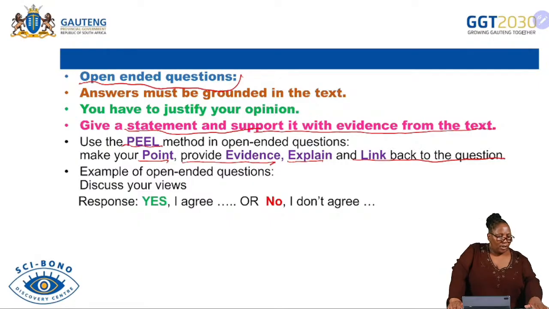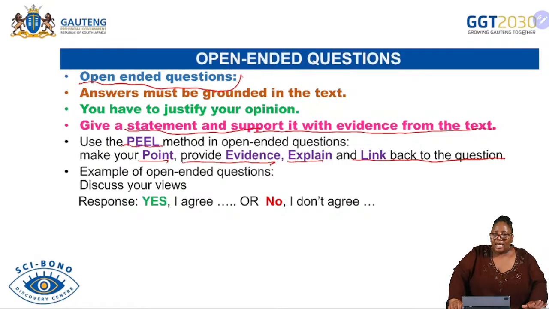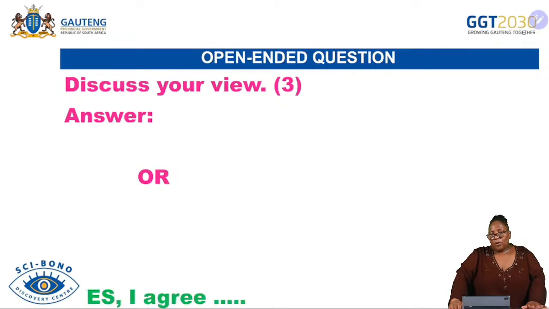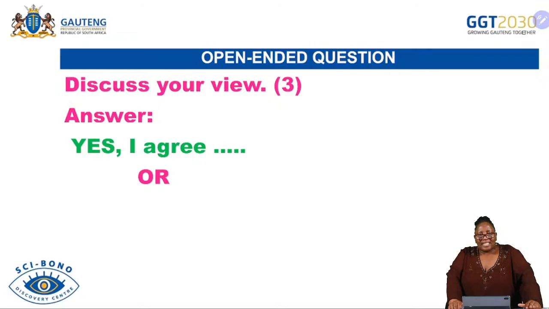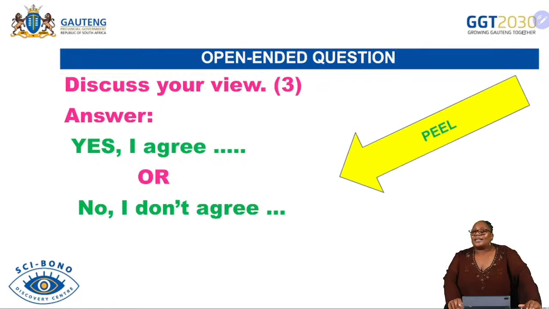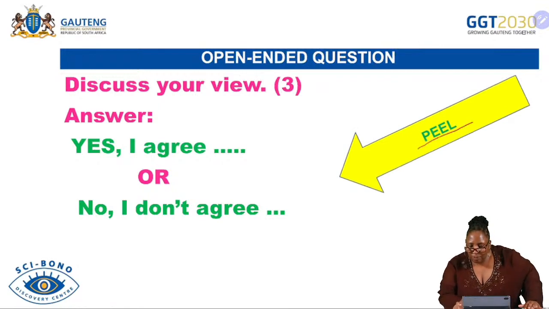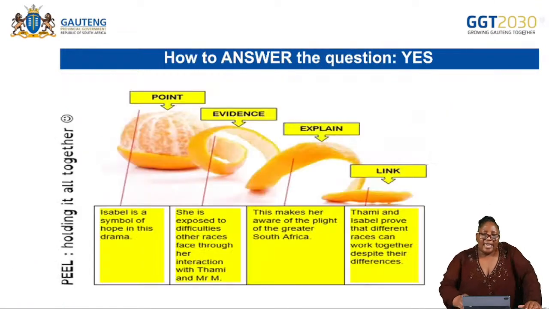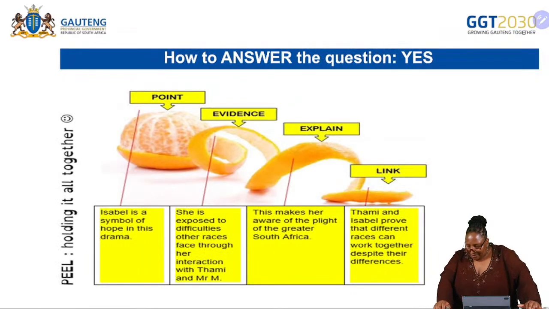What you are going to find in an exam, they will ask you to discuss your view. And as you discuss your view, your response should either be, yes, I agree with the following, or no, I don't agree. Remember again, you use what? Your PEEL method. If you substantiate well, you get your full marks. If you do not give a proper substantiation, you can earn yourself 1 or 2 marks.